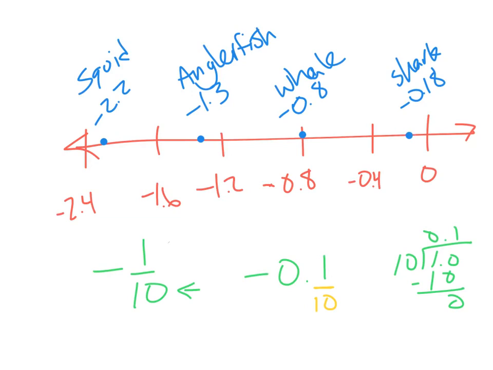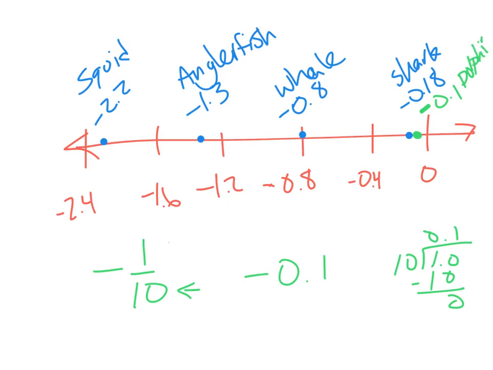So let's graph this. Where does the shark land? Is it in front of or behind the 0.18? Is it closer to 0 or further away? Close. Yeah, it's right here. Oh, I wanted green. So the shark lives right, not the shark, the dolphin. Dolphin lives right there. So this is negative 0.1, dolphin.